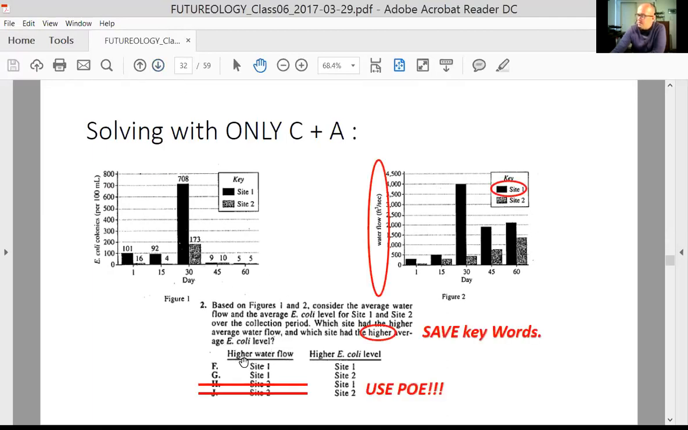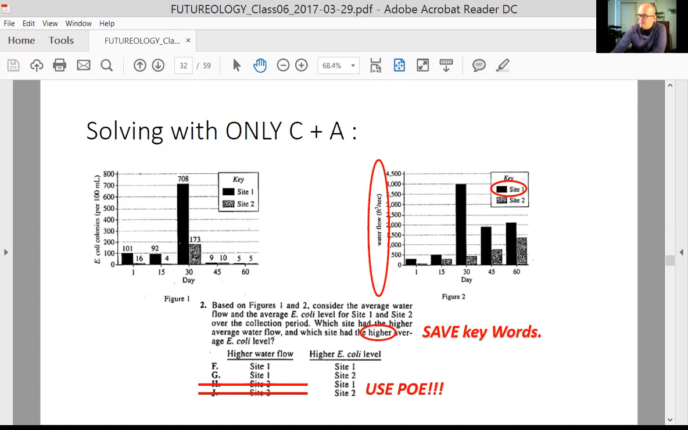And hopefully everyone noticed that water flow is in figure 2. It's the variable on the y-axis. And it turns out that in figure 2, the ones that have higher water flow are all site 1. So all of the bars that are site 1 have higher water flow. So site 2 cannot be the answer for the higher water flow component of the questions. So that means H and J are gone.